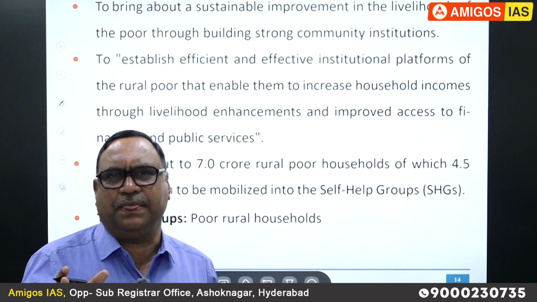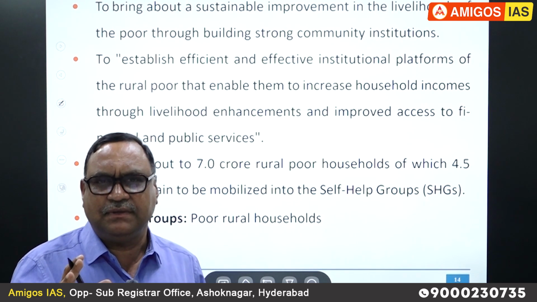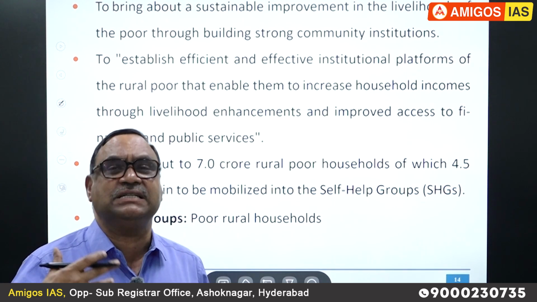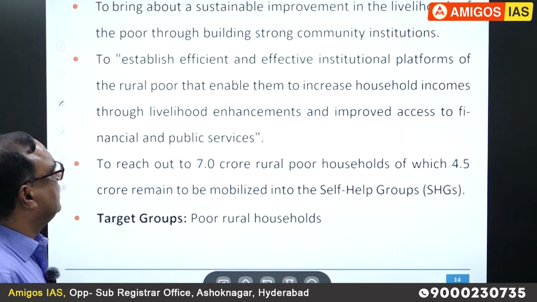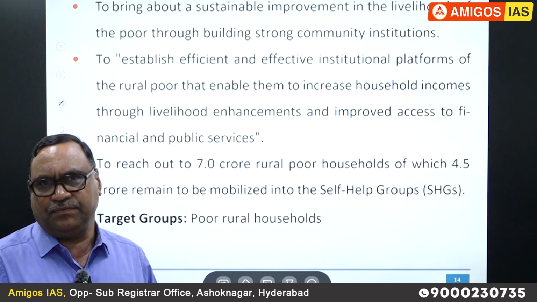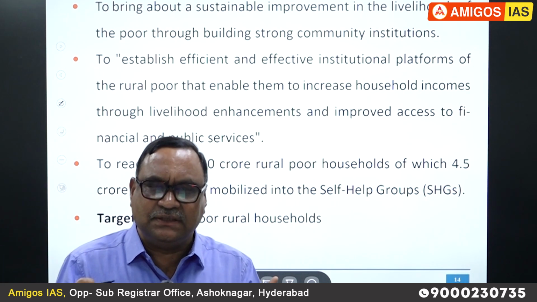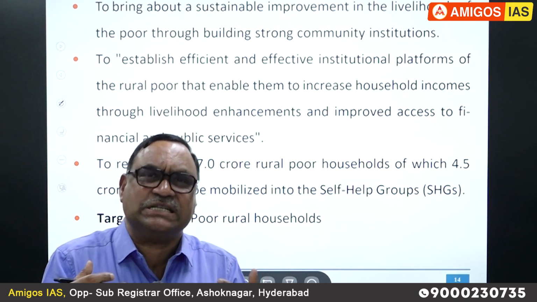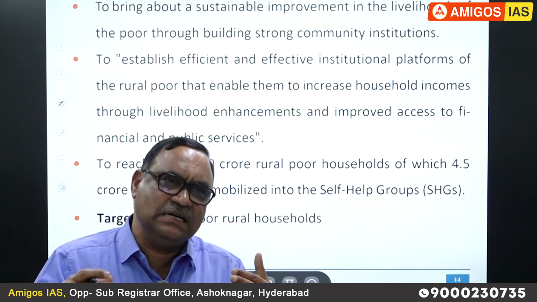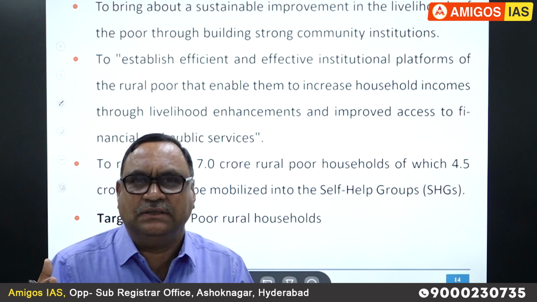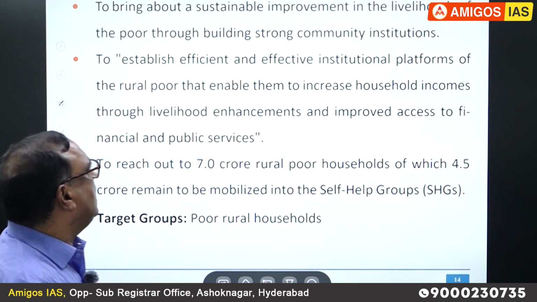Under NRLM, not only are the poor rural households identified, but they are encouraged to form self-help groups, and through those self-help groups strong community institutions are built. Through that they will be encouraged to acquire skills, and also to establish their own cottage industries or small scale industries, or start any business through which they can create self-employment for themselves. So this is the main objective of NRLM.